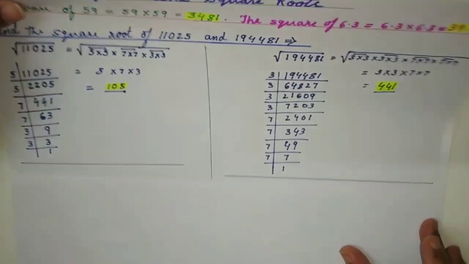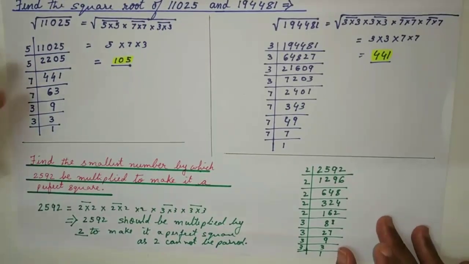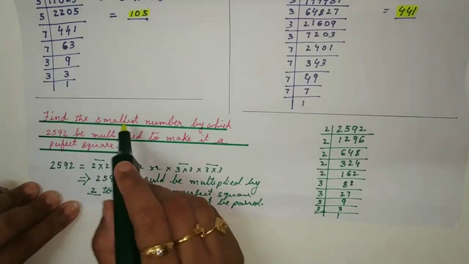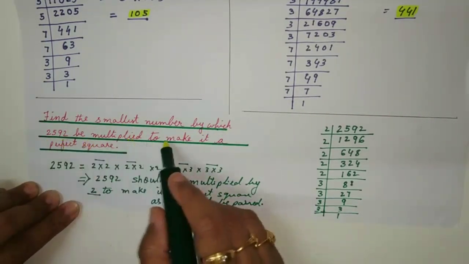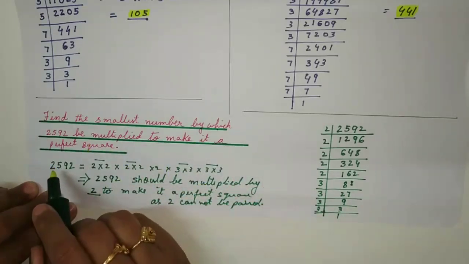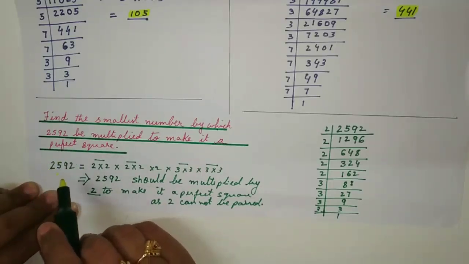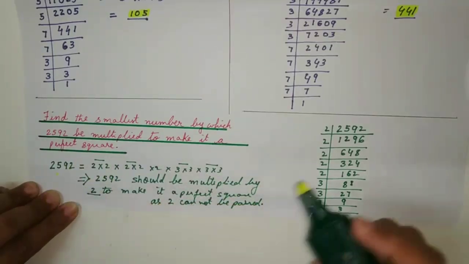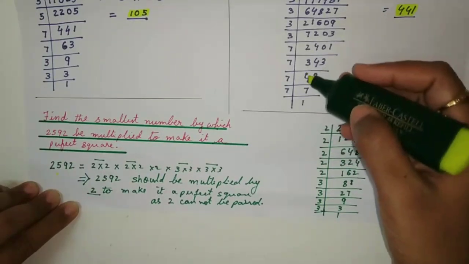So the next question is, find the smallest number by which 2592 must be multiplied to make it a perfect square. The question itself is indicating that the given number 2592 is not a perfect square. There is something which has to be multiplied to make it a perfect square. So your rough work will be to factorize it as we did in the previous sum.